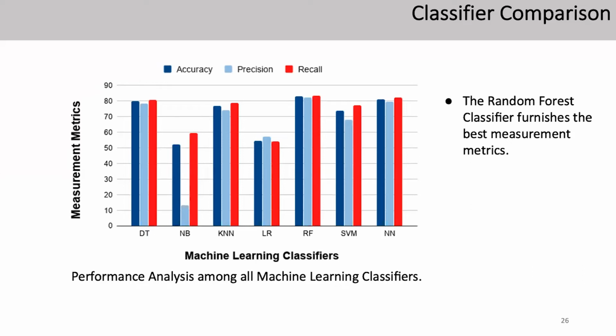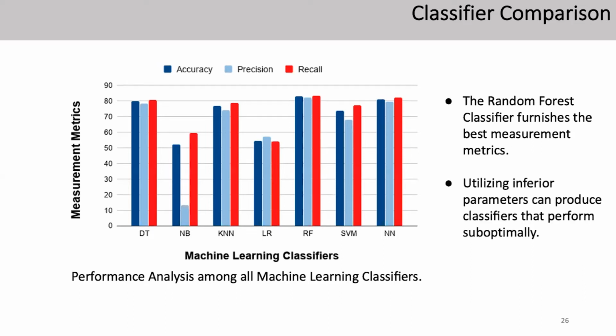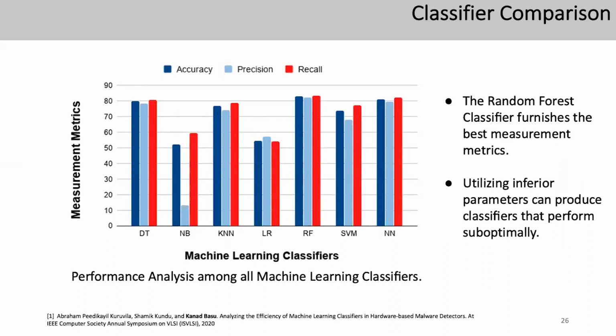Now, one thing you might ask, for those of you who are into machine learning, is why didn't we use some complex machine learning classifiers like CNN and all those things, right? The reason is that, if you remember, the fundamental motivation is to use this in a low power system. If you use something like a CNN, a complex machine learning framework, that increases the overhead, right? Running a CNN takes substantially more energy compared to a decision tree or a random forest. So that's why we try to keep the classifiers simple. We saw that the random forest performs the best among all, and utilizing inferior parameters can produce performance which is suboptimal.